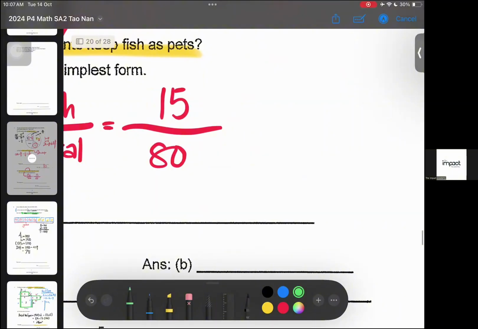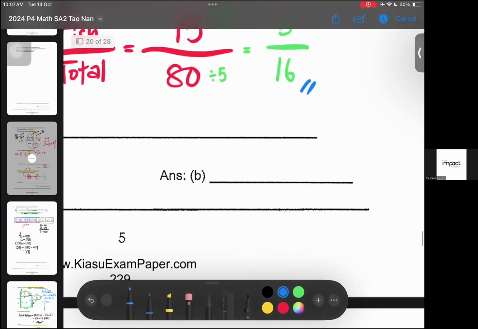When you have 15 over 80, what you got to do is you got to divide by 5. Make sense? Okay, so 15 divided by 5, you get to 3. 80 divided by 5, you do your division, you get to 16. Can I further simplify? No, I cannot. Right? So that's the reason why your answer for this question has to be 3 over 16. Okay, and that's how you would do a question like this.